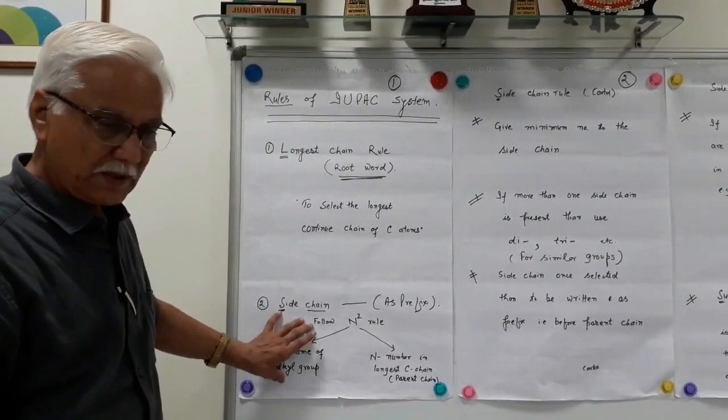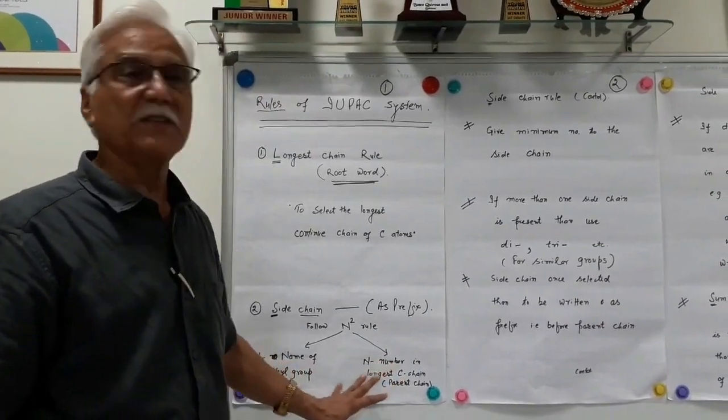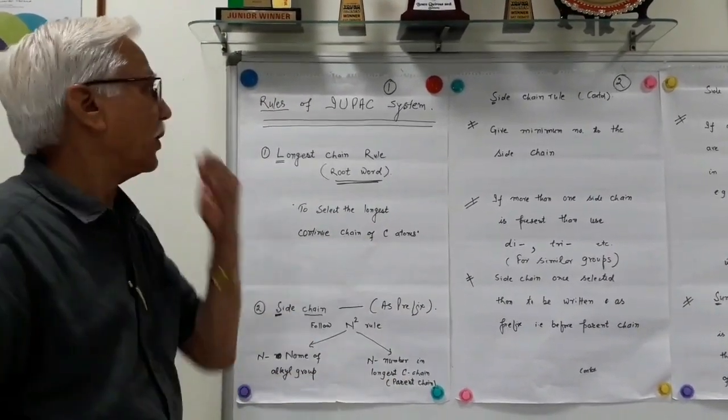If it is 1 carbon, then it is methyl. If it is 2 carbon, then ethyl. If 3 carbon, then propyl, and so on.